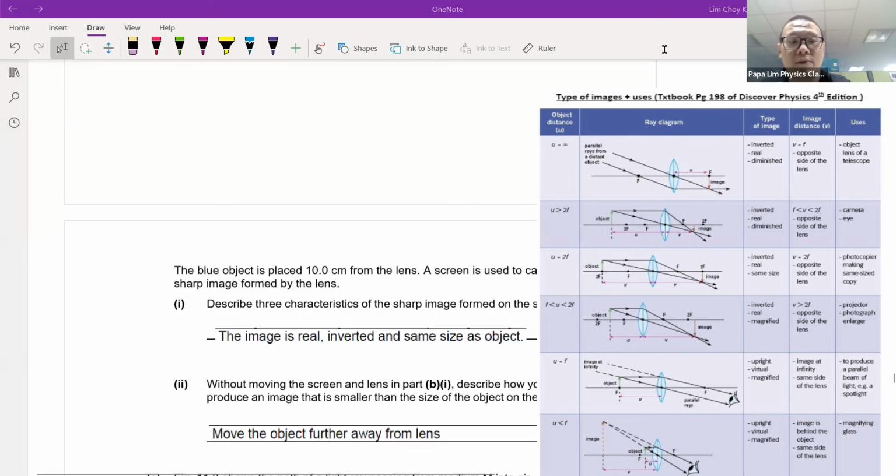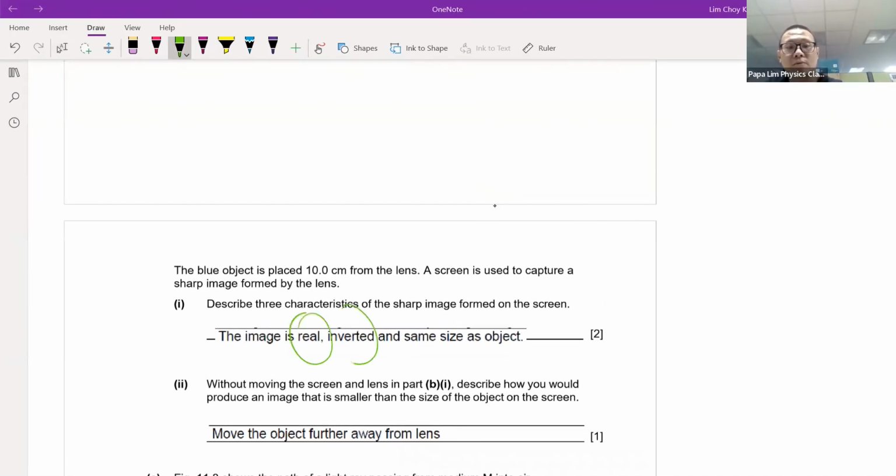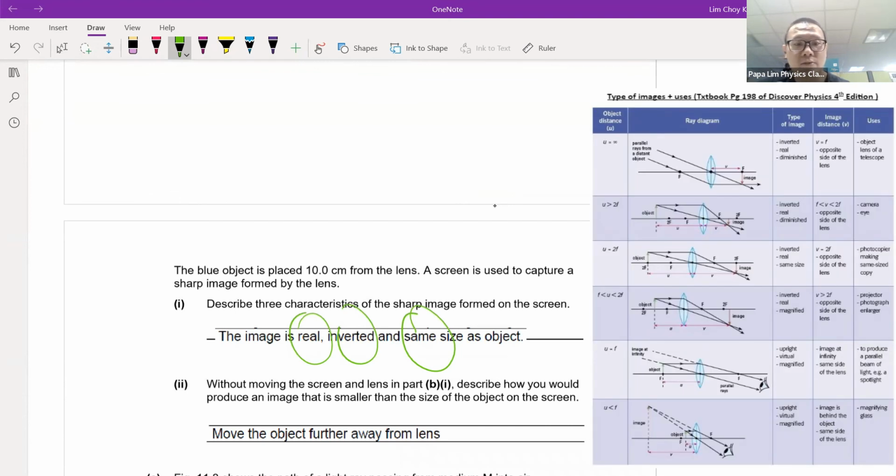True enough, the question will ask, if the object is at 10 cm, what are the properties of the image? I will know, like I mentioned before, it's real, inverted, and the same size. So without drawing anything, I actually know the answer straight away because I have taken note of the properties of the image at various positions, based on the ray diagram.